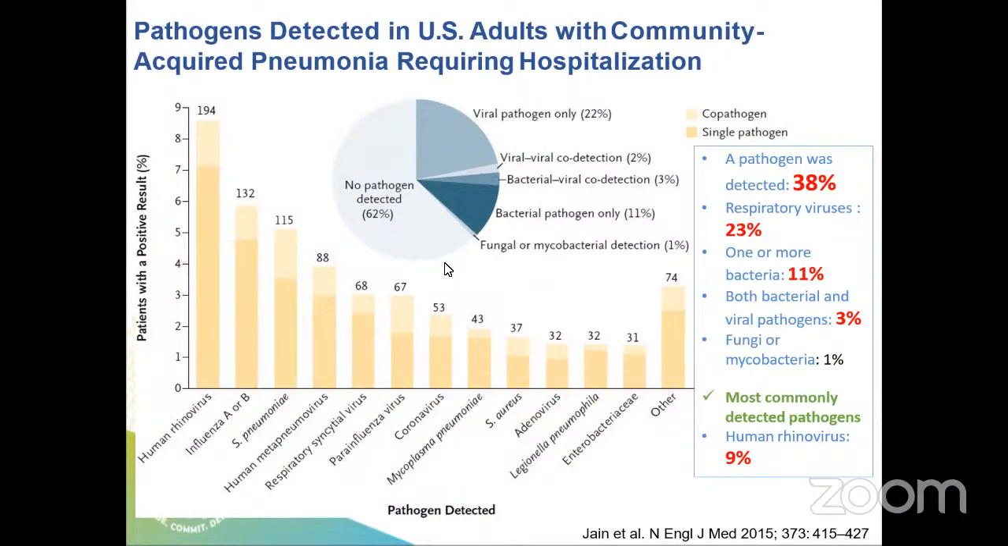Thank you. So when you look at, for example, community-acquired pneumonia, you can see some of the target organisms, with patients with a positive result. When you talk about human rhinovirus, influenza, pneumonia, some of the pathogens detected, and others. A pathogen was detected in 38%, respiratory viruses were the majority at 23%, and no pathogen was detected in 62%.